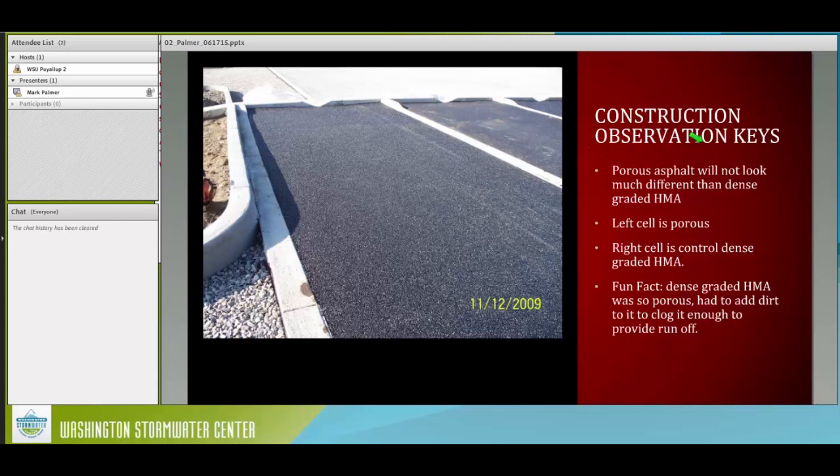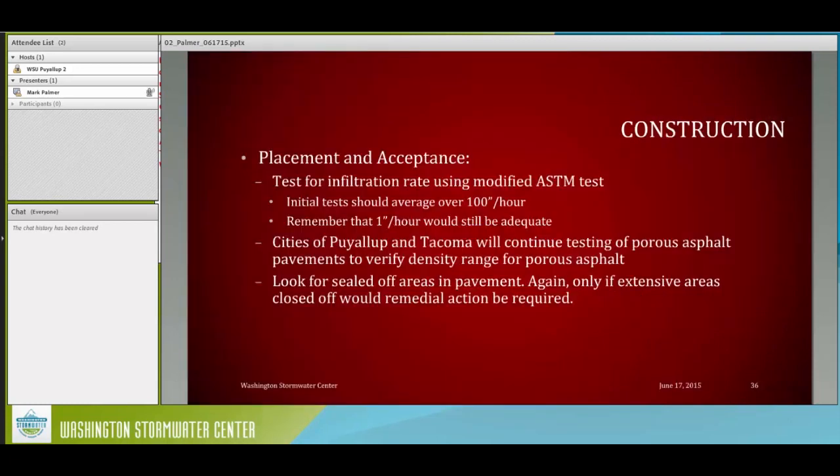So even our non-porous HMA was so porous that we had to actually dirty it up to get it to clog up a little bit. So placement and acceptance, the specification now is saying for both concrete and asphalt that you should average over 100 inches per hour. As I already mentioned, 375 inches an hour to 750 is a normal standard for asphalt, so you should easily make that standard. If you're not making that standard, there's something wrong.